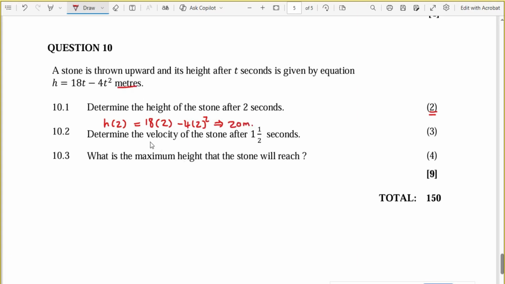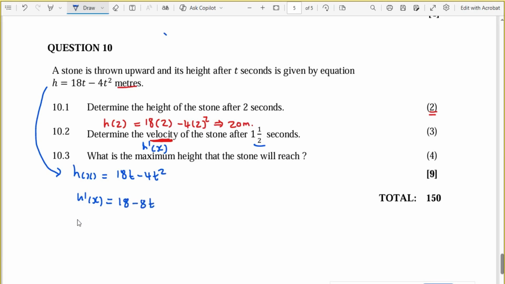Then the next question, determine the velocity. When you see the word velocity, you find the first derivative. So I'm just going to put that here as an exam tip. When you see the word velocity, it means find h prime at t, then substitute that where there's t to get the velocity. So we need to differentiate this. If h at t is equal to 18t minus 4t squared, what is my h prime at t? This will be 18 minus 8t.